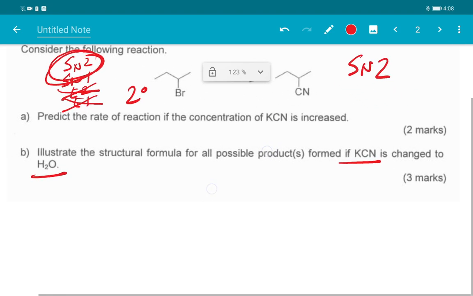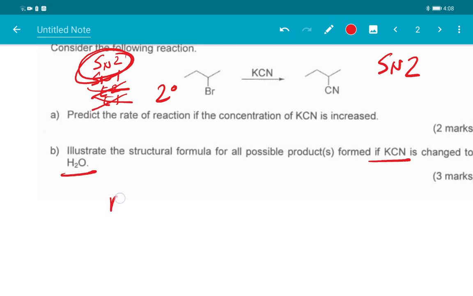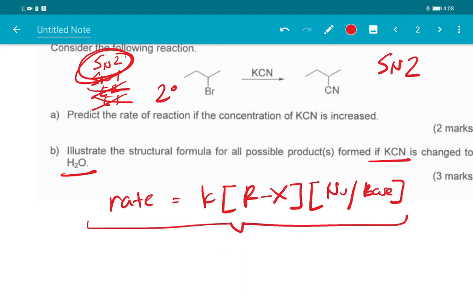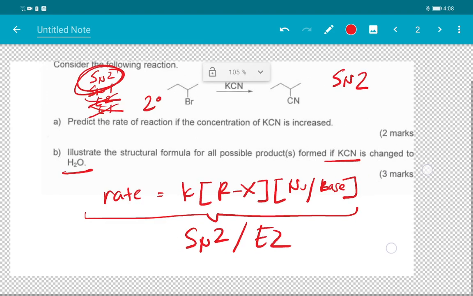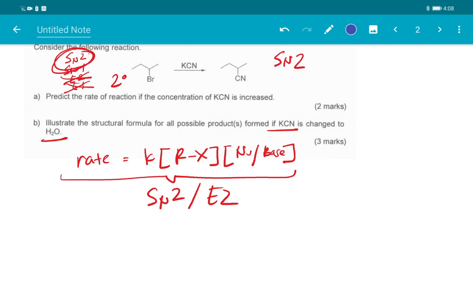Alright, let's take a look at the question. Predict the rate of reaction if the concentration of KCN is increased. For the rate of reaction, the rate is given by k, the concentration of alkyl halide, and the effect of either the nucleophile or base. This equation is for SN2 or E2. This equation is true for SN2 and E2 because one of the characteristics of these reactions is that they require a strong nucleophile and base. Therefore, it will affect the rate of the reaction.